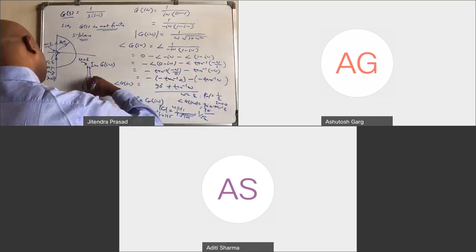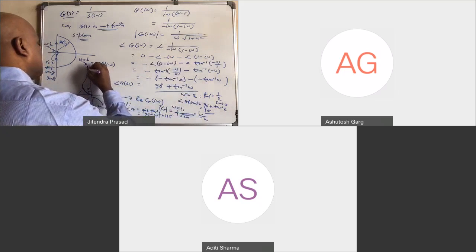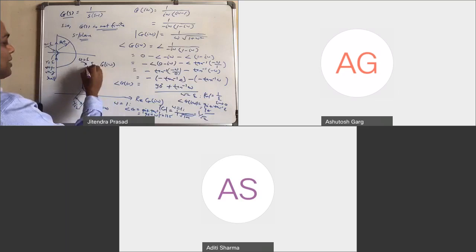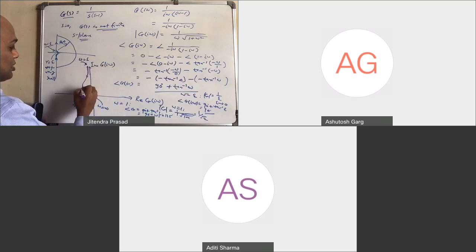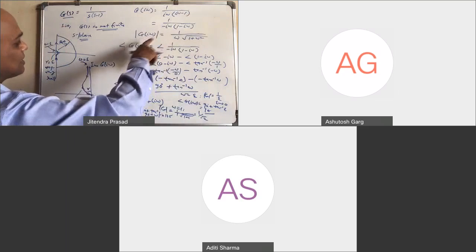Plot will be something like this. So it is coming like this one, right? At omega equal to very small, to omega equal to 1, to omega equal to 0. Okay, and similarly you can draw for negative omega.